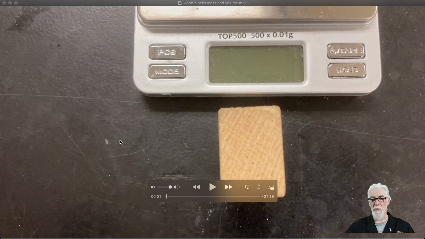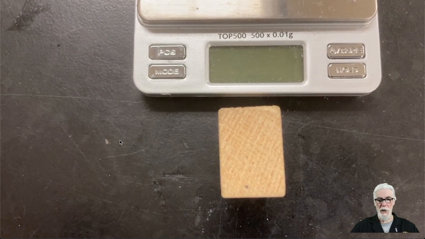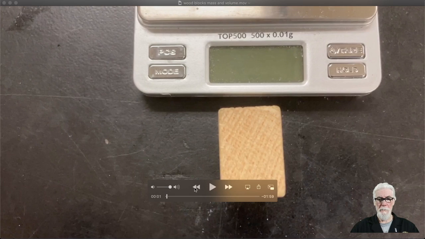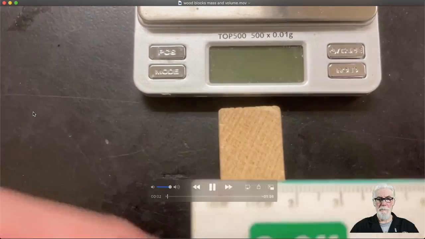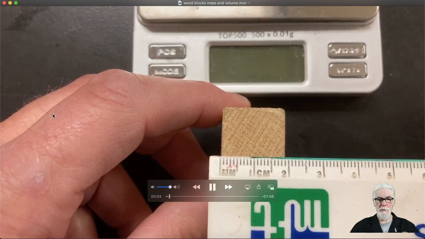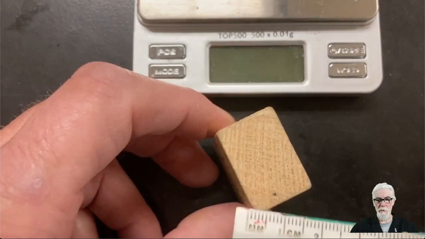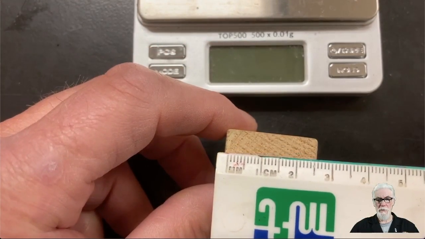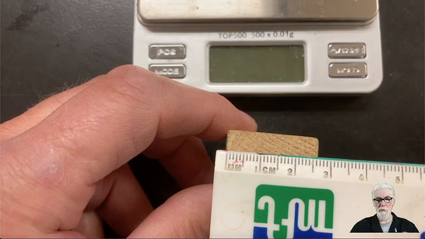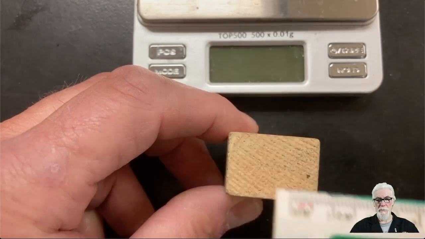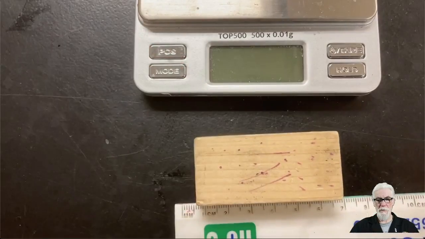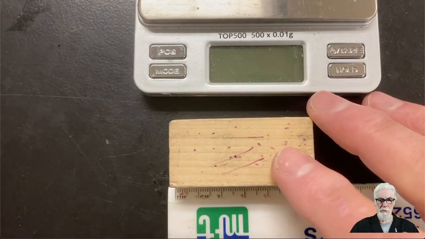Our objective here is to find the volume of this wooden block and then compare it with its mass. To find the volume of the wooden block, because it's a rectangular solid, we need the thickness, the width, and the length. So let's do those measurements. Here's our thickness. Width. And now let's measure the length.